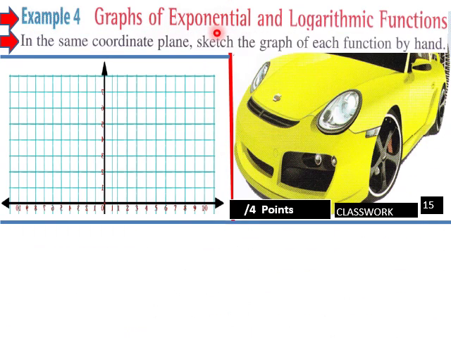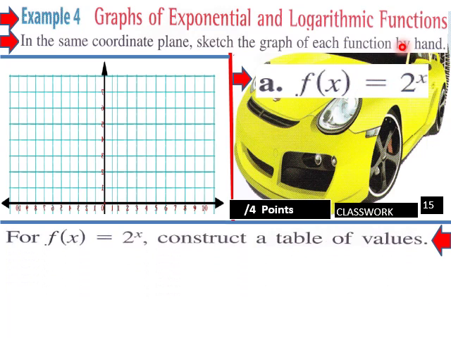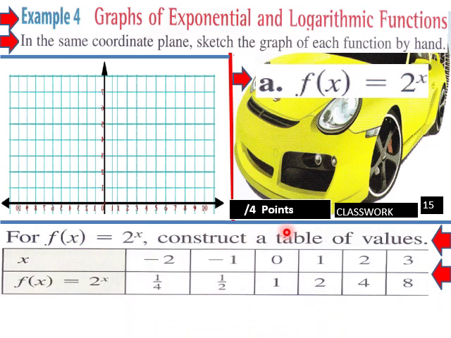The graphs of exponential and logarithmic functions. On the same coordinate plane, sketch the graph of each function by hand. So we have f of x equals 2 to the x. Construct a table of values for that. And you should bring this up on your calculator, or if you want to, you can do it by hand. So start here, x equals 0, y equals 1. When x equals 1, y equals 2. When x equals negative 1, y would equal 1/2.